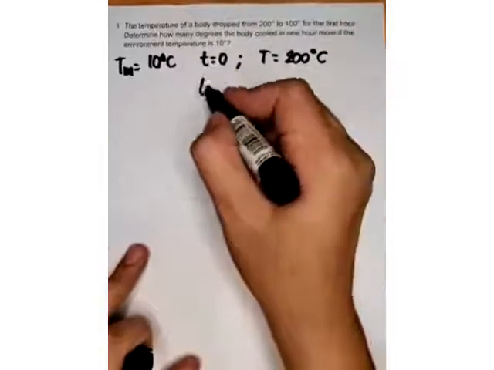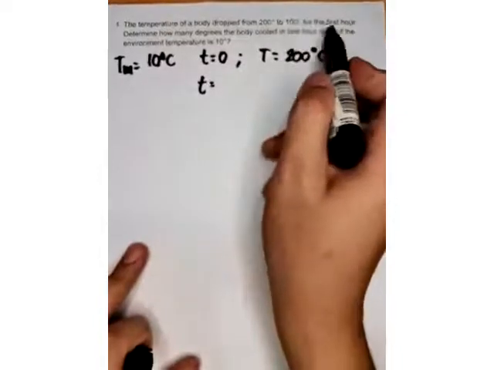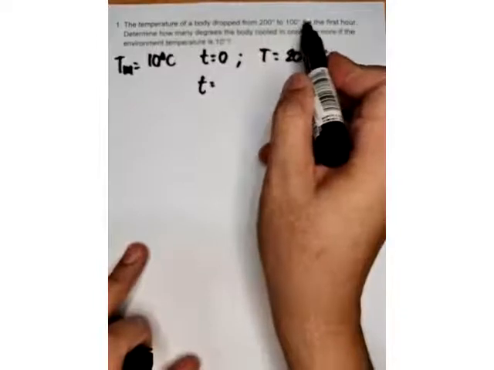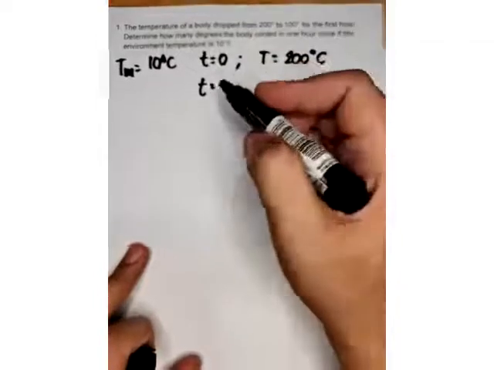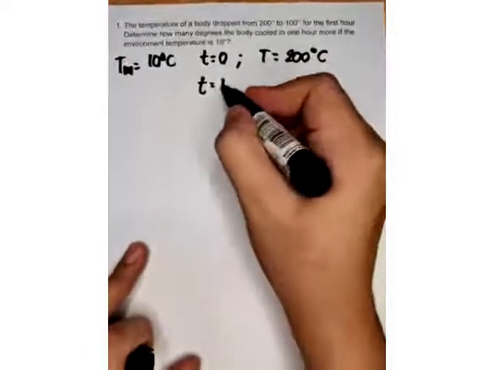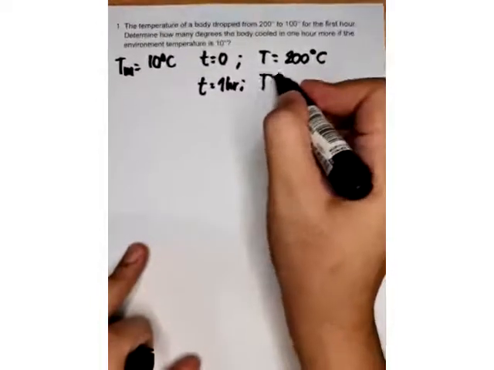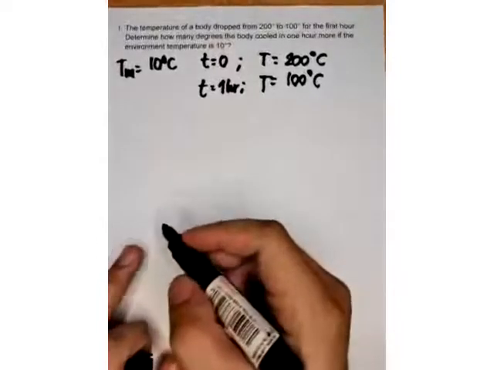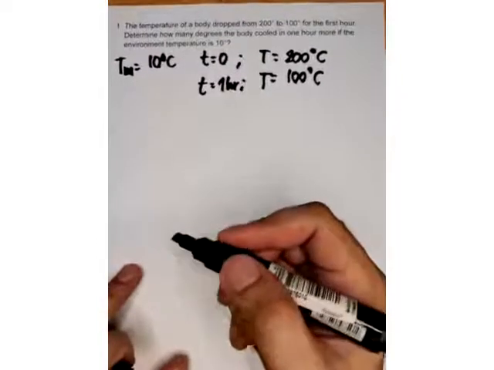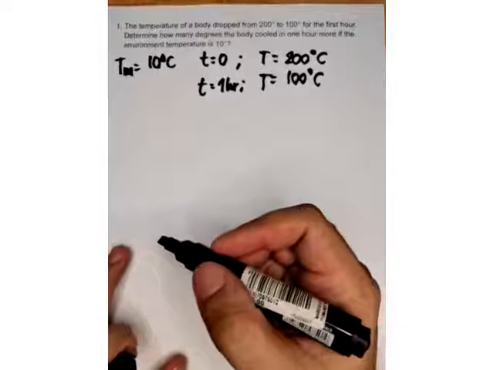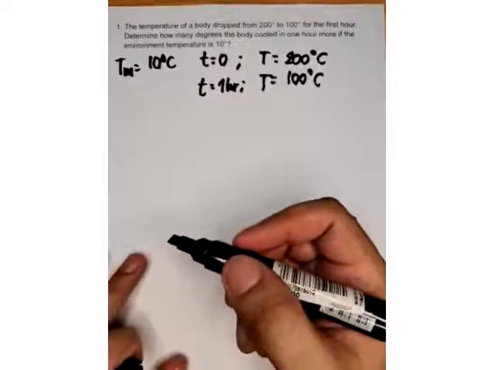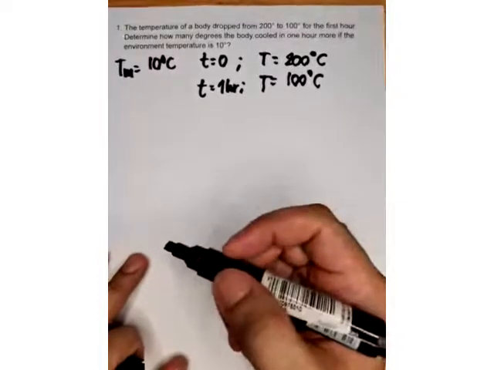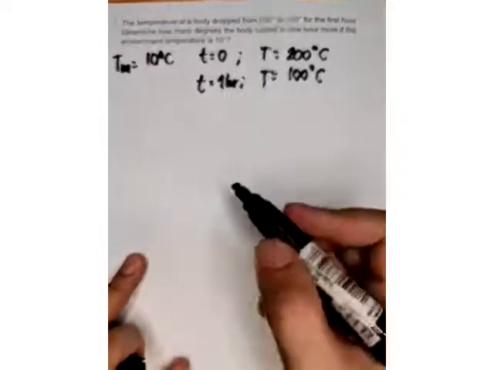Okay, next. What is the other time that is given? Given here is that the object's temperature becomes 100 degrees after 1 hour, or after the first hour. So after 1 hour, the temperature becomes 100 degrees Celsius. The question is, determine how many degrees the body cooled in 1 hour more, if the environmental temperature is 10 degrees Celsius.